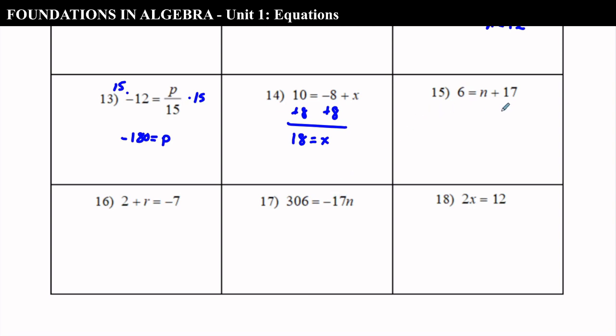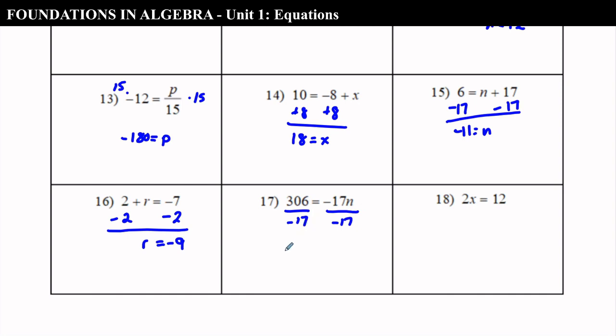For this one, we're going to subtract 17 from each side. And that's going to give us negative 11 equals n. For this one, we subtract 2 from each side. So r is going to equal negative 9. This one, we're going to divide each side by negative 17. And I think you pretty much get the gist of it at this point as to what we're doing to solve for our variable. And finally, x equals 6 for this last example.